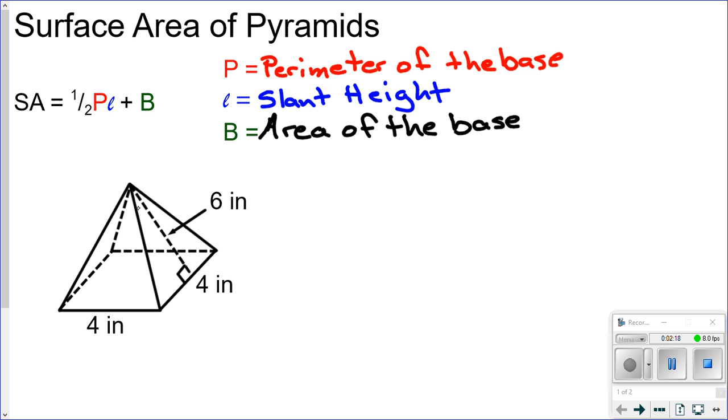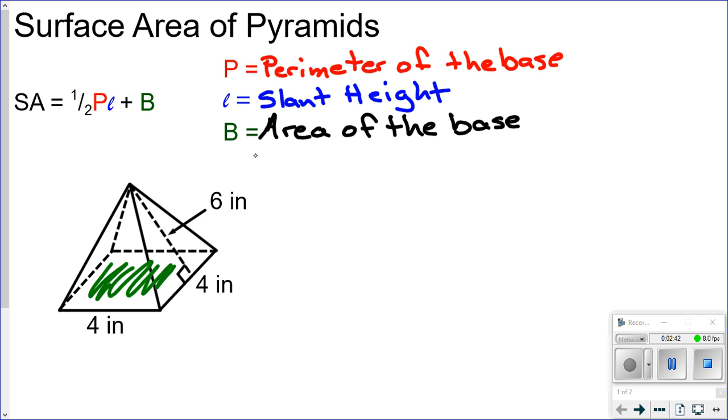Now, if I was to take this pyramid and turn it around and move it, the base would still be the square. It doesn't have to do with how the shape is oriented. It's what's below the point of the pyramid. So the base in this case is this square right here. So we need to find three things. We need to find the perimeter of the base, the area of the base, and then we need to find this thing called the slant height.